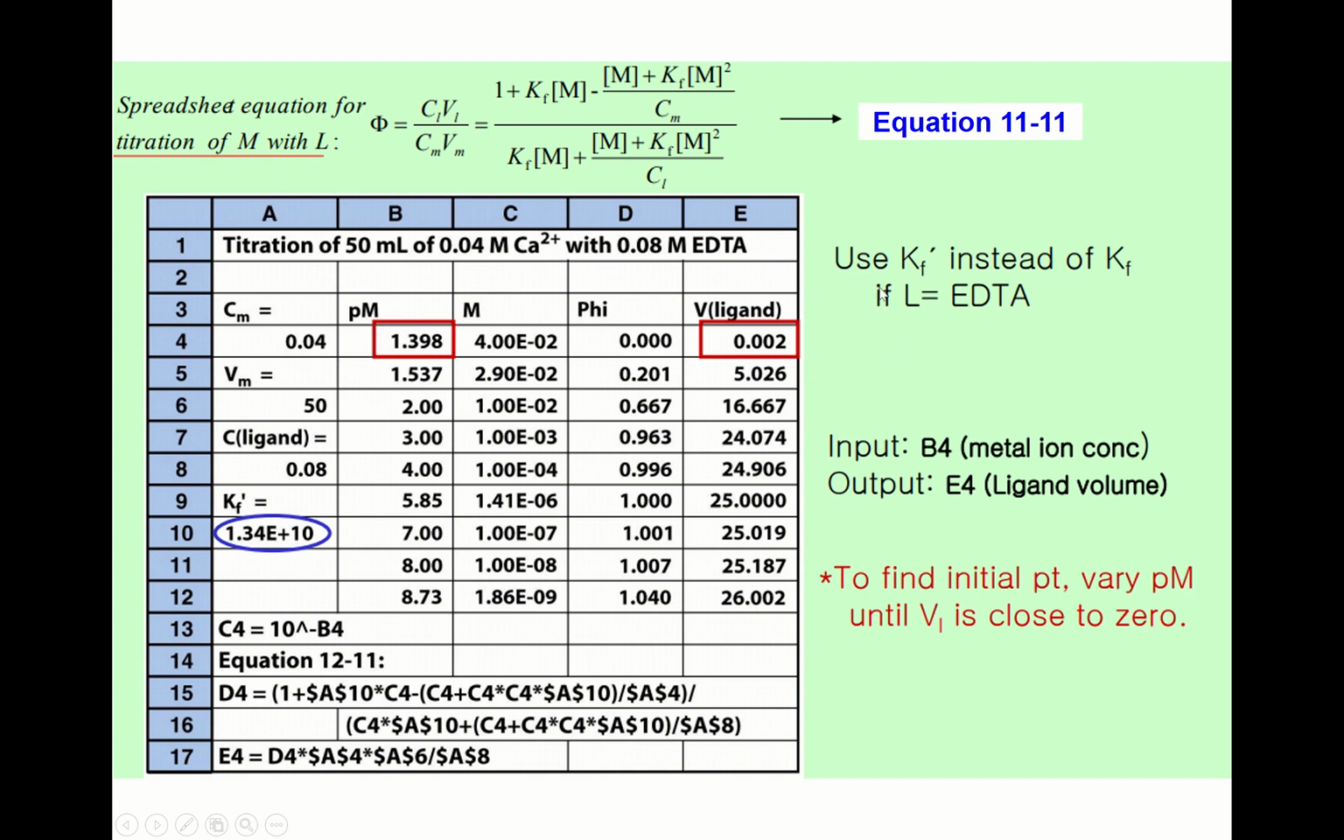In this case, use KF prime, the conditional formation constant, instead of KF, assuming we are working at a constant pH. This is a case of calcium titration with standard EDTA solution. Here we assumed that pH is fixed, in this case at pH 10.